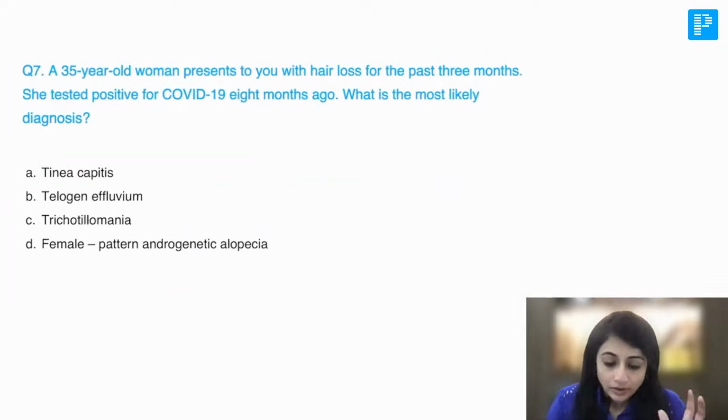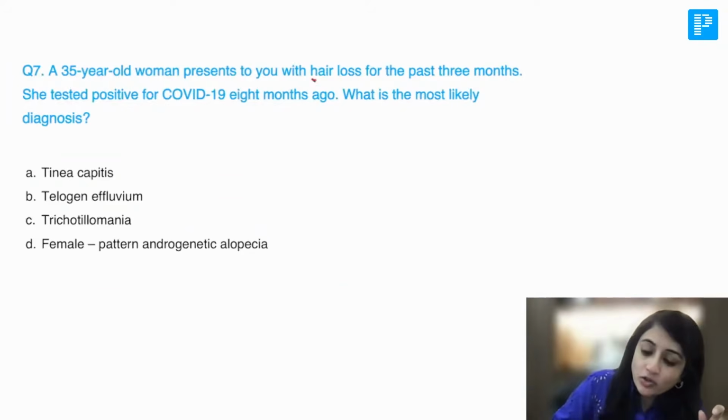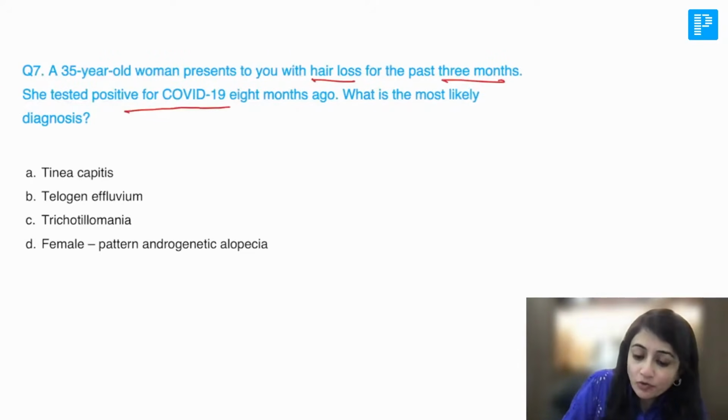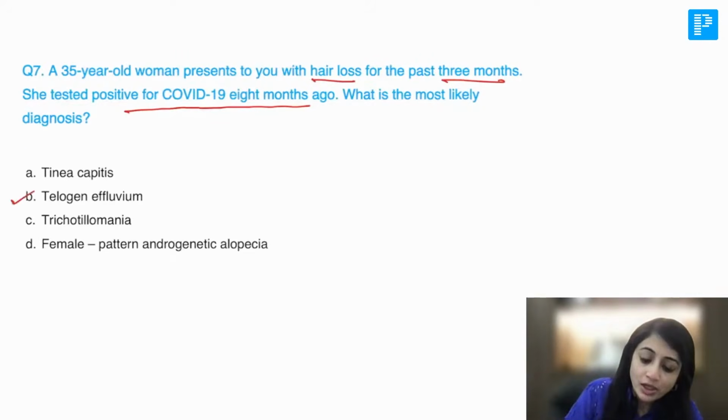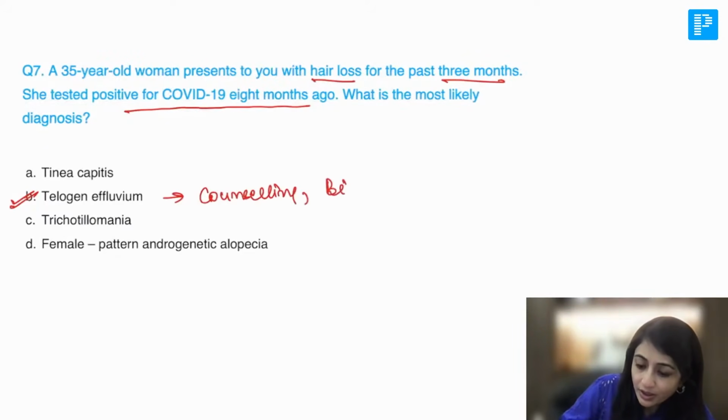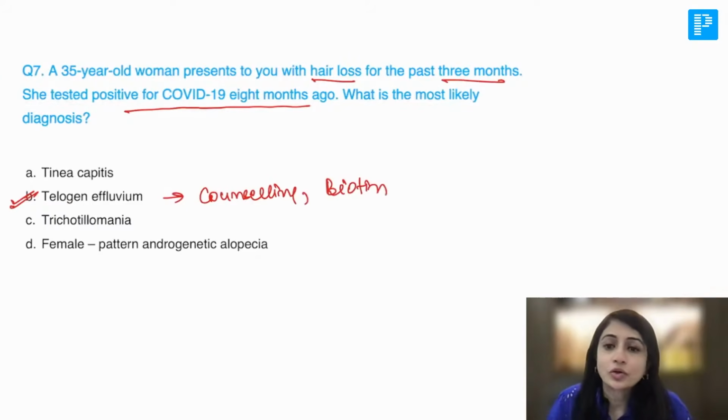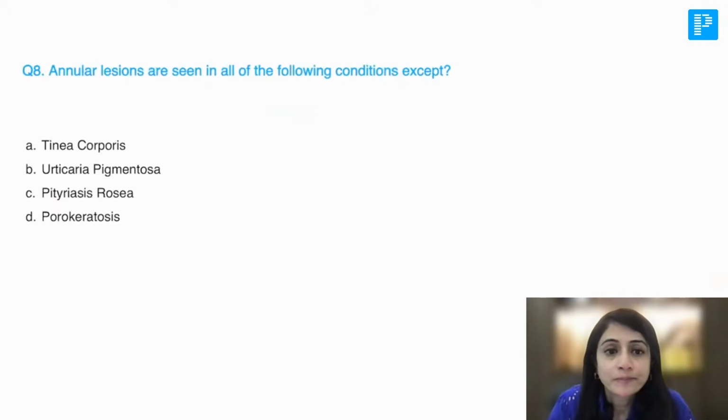Right. Okay, this we've already discussed. So quickly tell me the answer. A 35-year-old woman presents to you with hair loss for the past 3 months. There was a positive COVID-19 a few months ago. So a few months after COVID-19, the patient is having hair fall. We already discussed it. There is an insult, and 2-3 months after that, the patient presents with hair fall. It is telogen effluvium, and you manage it by counseling and giving biotin to the patient. Obviously, it's not tinea capitis, trichotillomania, or FAJ because we've already discussed that. Clear? Biotin, yes. Okay, next question.